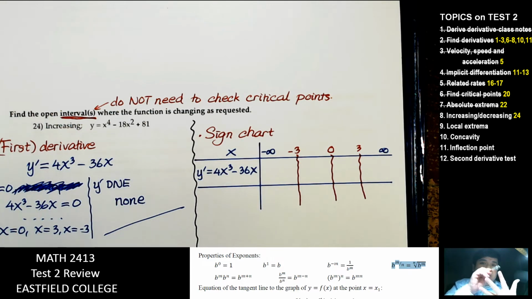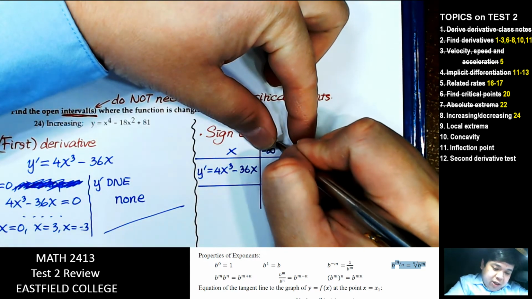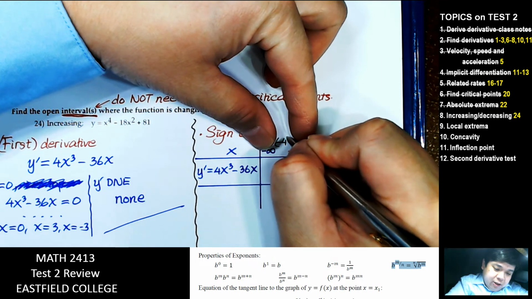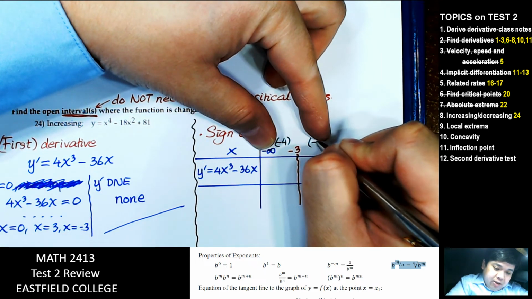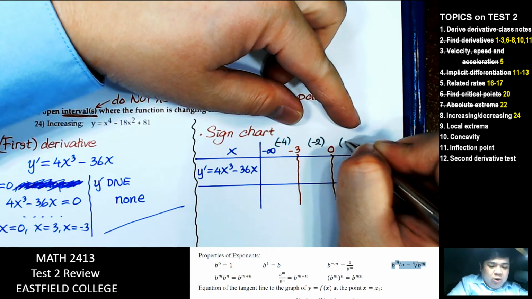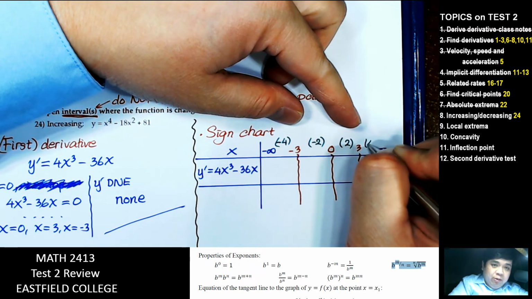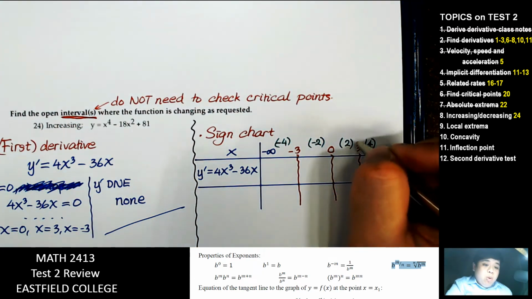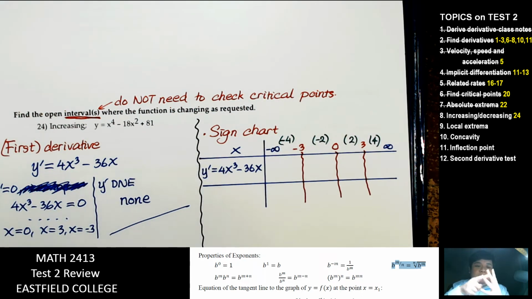So we need to choose in between the interval. So the test points, we have to choose between those, would be negative 4, negative 2, 1 or 2, and then 4. So those are the test points we choose between the intervals.